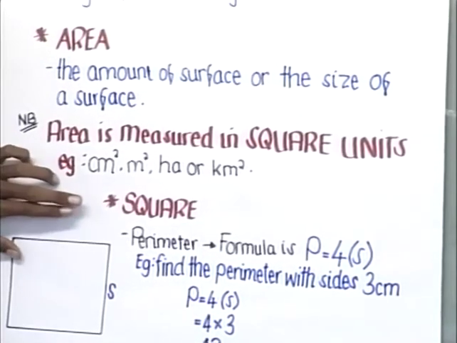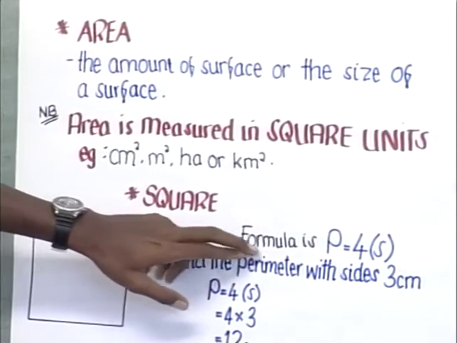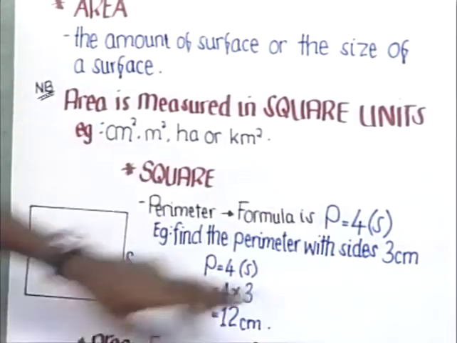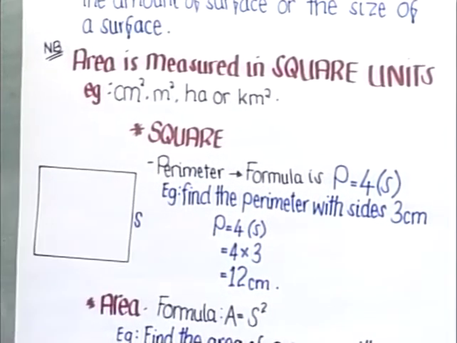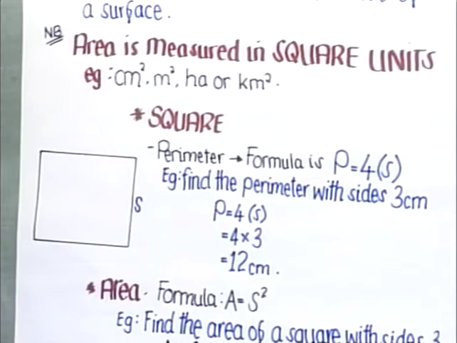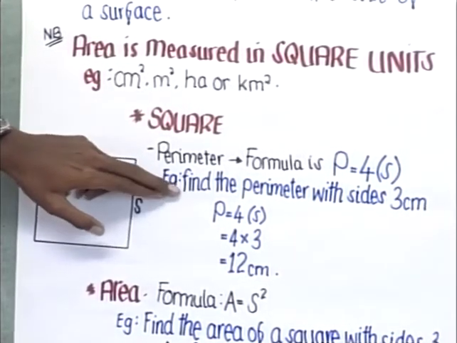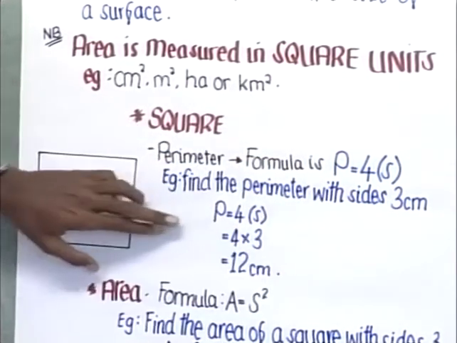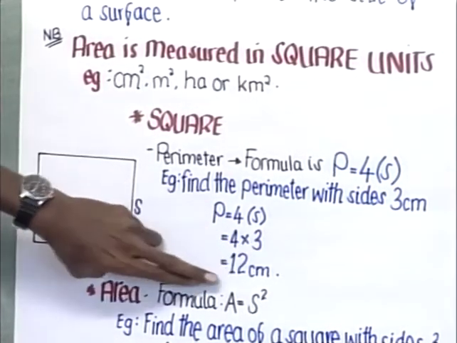To find the perimeter of a square, the formula is P equals 4 times S, because there are 4 sides, there's 1 length given, or you could add all 4 sides. Our example: find the perimeter of a square with sides 3 cm. Since P equals 4S, then 4 times 3 equals 12 cm.